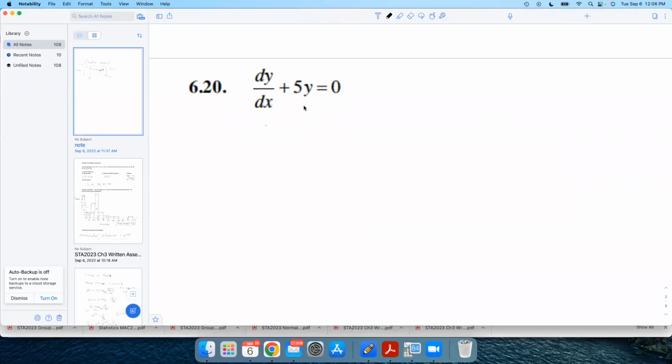Okay, so this is a linear DE. It's also separable. I can never spell separable. So I could solve this.